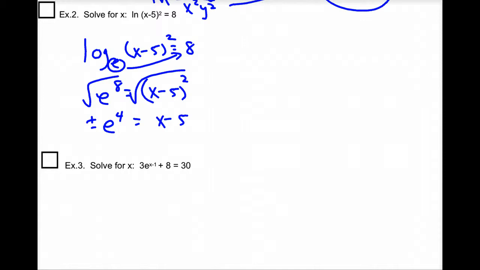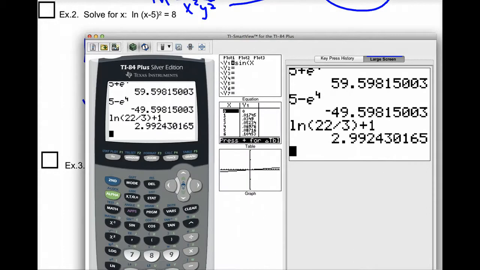Last thing we would do would be add over 5. So x is looking like it's 5 plus or minus e to the 4th. Now on your assignment and the test, we're going to go to 4 decimal spots. So we're going to go ahead and put this in our calculator at this point.